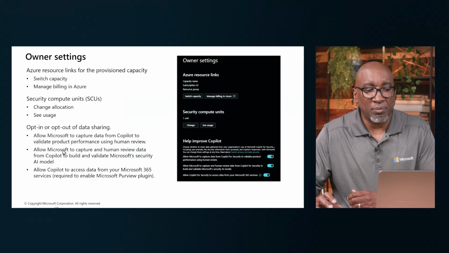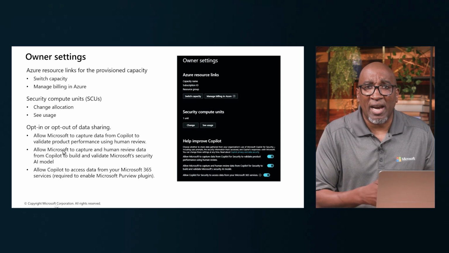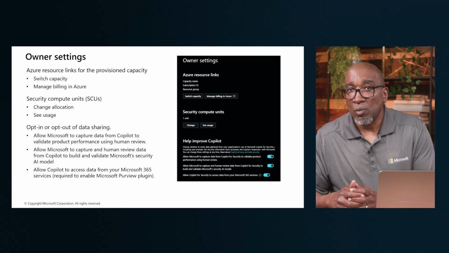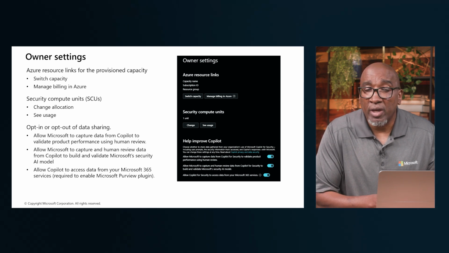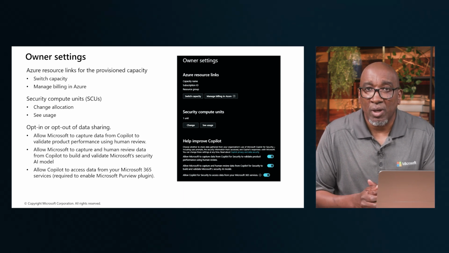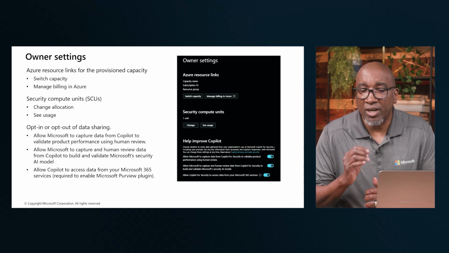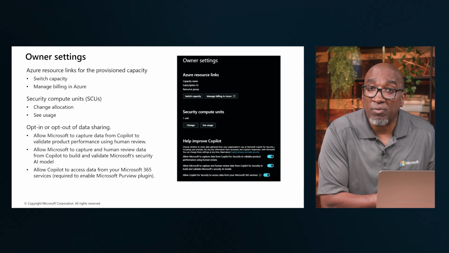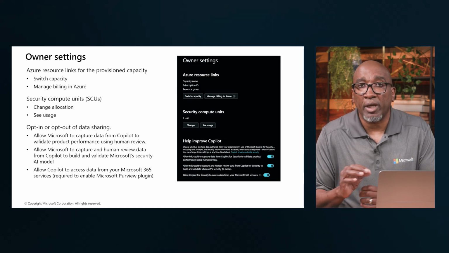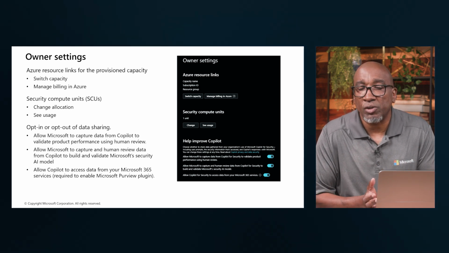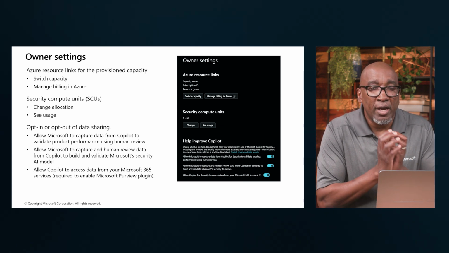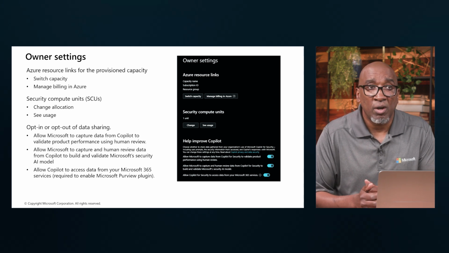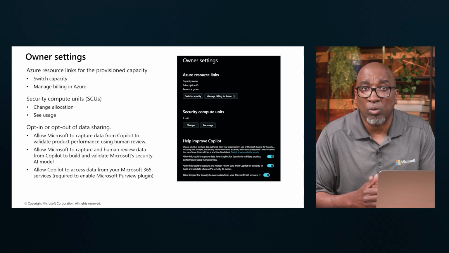Okay? We saw that owner settings allow you to manage things like resource links to Azure, adjust capacity, adjust billing constraints, and also configure data sharing options. Your data sharing options determine what information you share back. And remember, as we said before, that information is only used for the localized models that we use at Copilot for Security. It's not used for the larger foundational models that we use for OpenAI in general.